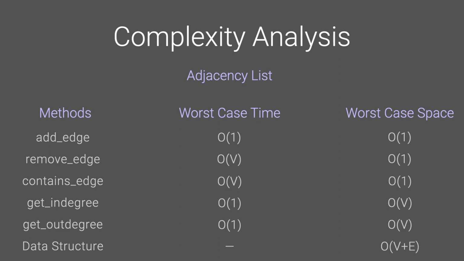Unlike an adjacency matrix, where the space used is V squared, in an adjacency list the space used is going to be O(V + E), where V is the size of the array, and E represents all the edges inside of the edge lists, or basically all the edges in the graph. That's how we end up with a space complexity of O(V + E).